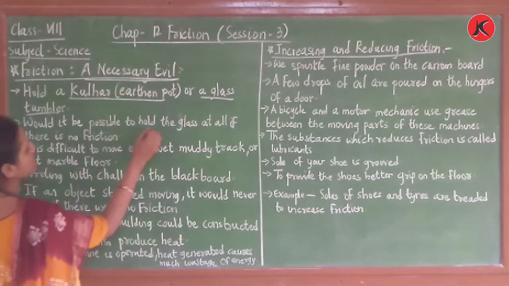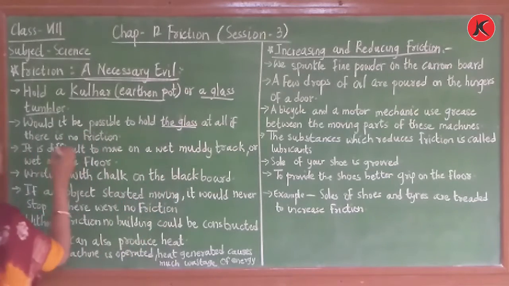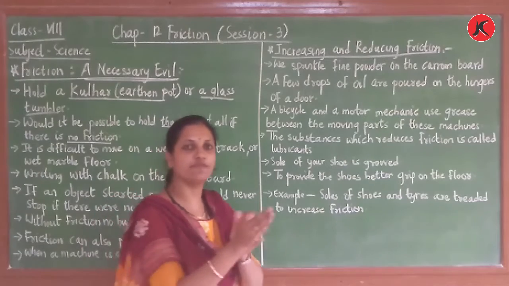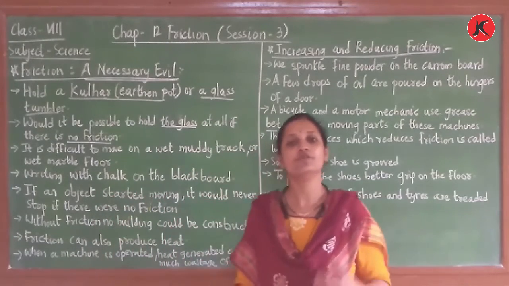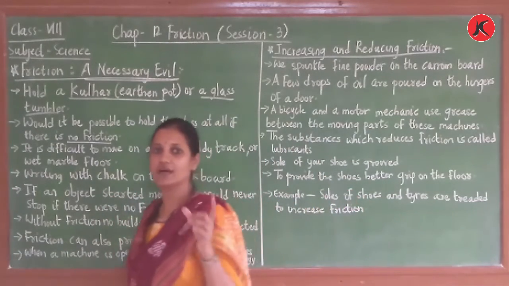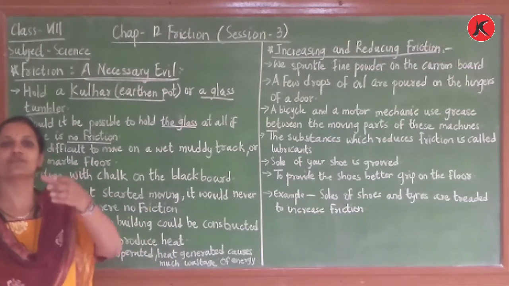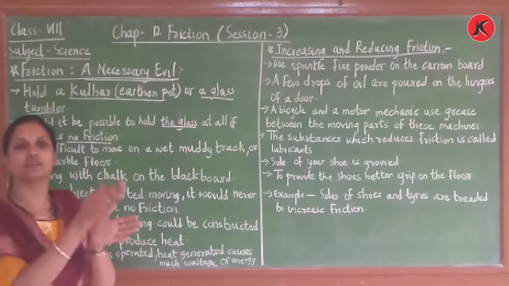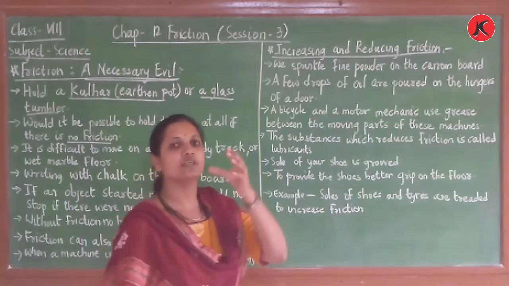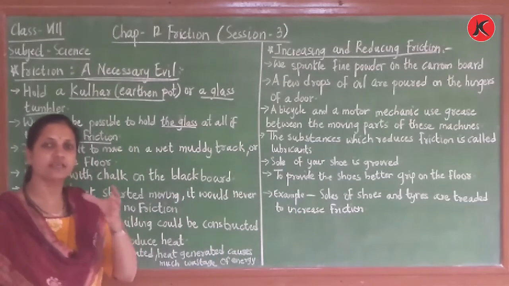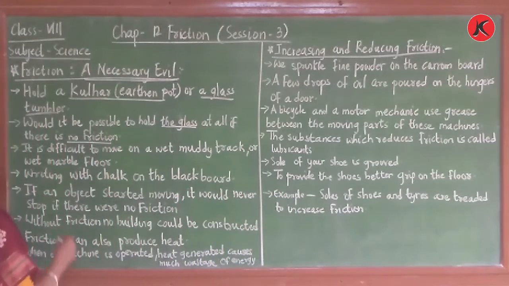Would it be possible to hold the glass at all if there is no friction? Yes, if there is no friction, if our hands are also smooth. For example, if you are holding a glass with plastic gloves, right? What will happen? The glass is smooth, the plastic is also smooth. The glass can slip from your hand. So for that, grip is very important.